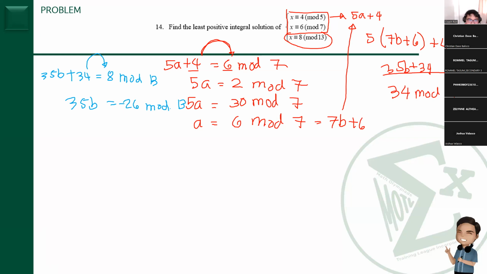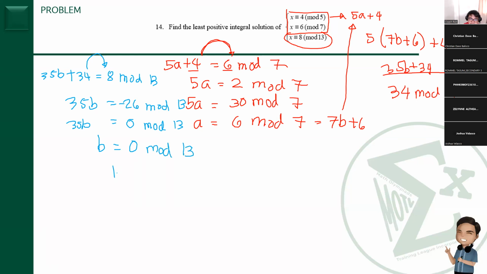All right. Okay, so negative 26 mod 13. I'm just going to keep adding 13 to this negative 26 till it becomes a number divisible by 35. Negative 26 plus 13 is negative 13, not divisible by 35. Negative 13 plus 13 is 0. So this should be 0 mod 13 is 35b. So divide both sides by 13, and b is 0 mod 13.